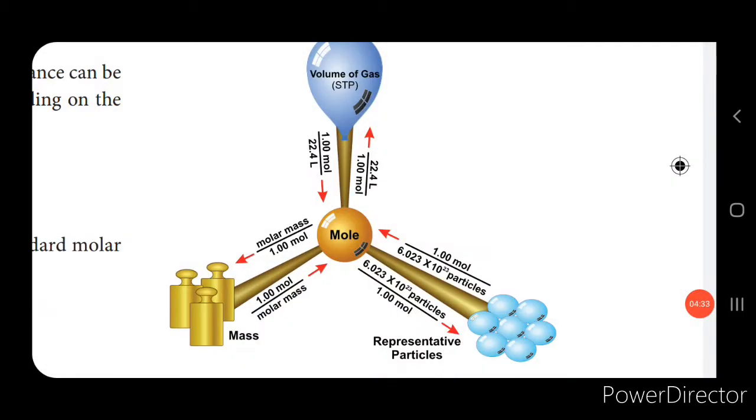Now look into the picture, children. I can calculate the number of moles in terms of molecular mass, in terms of atomic mass, in terms of particles, and in terms of molecules. Now if it is given in terms of liters, I can calculate the number of moles. So this is the conversion of moles into volume, into mass, and into particles.